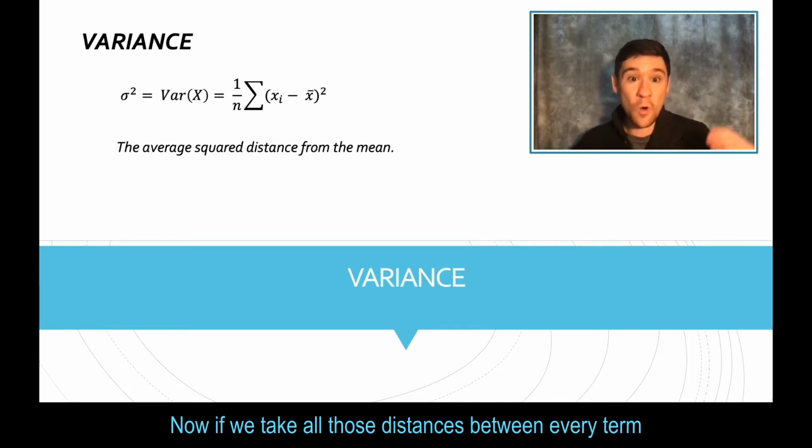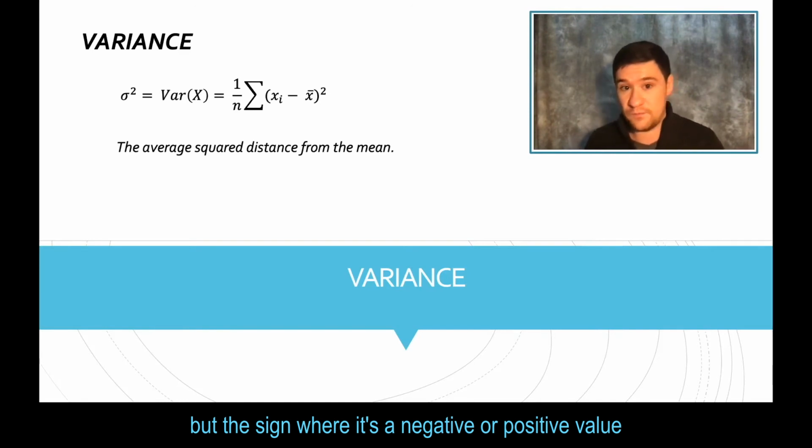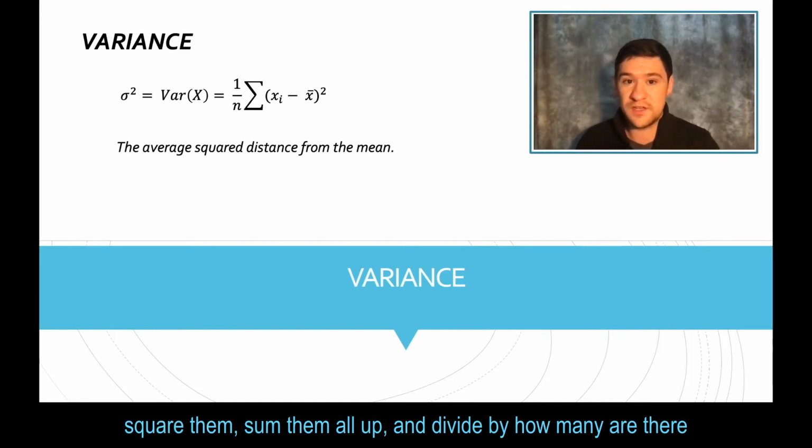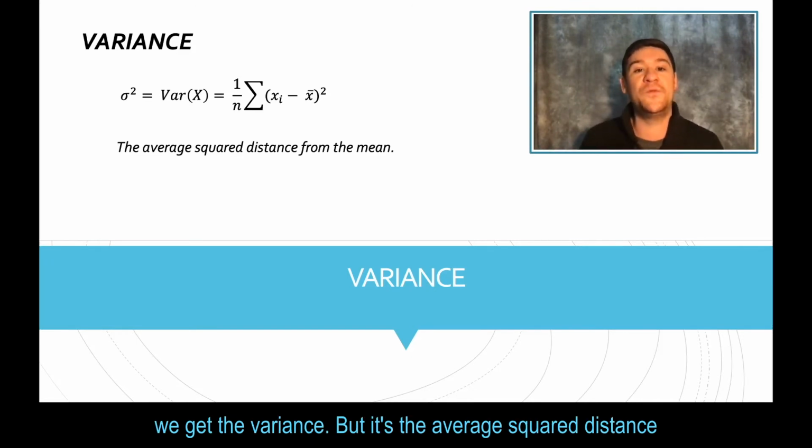Now if we take all those distances between every term and that value, the mean, square them so we don't have to care about the sign, whether it's a negative or a positive value, sum them all up and divide by how many there are. So take the average distance away from the mean, we get the variance. But it's the average squared distance.